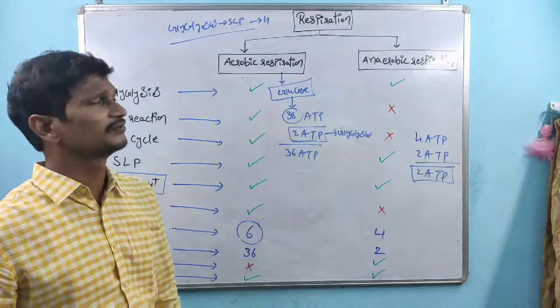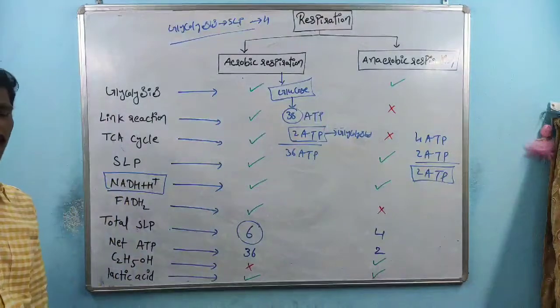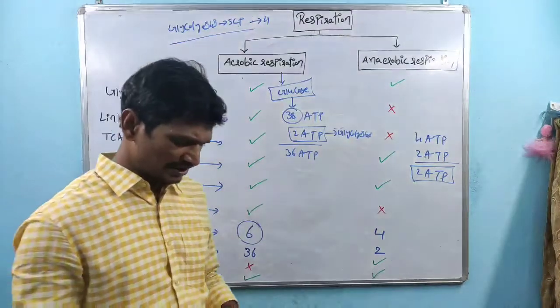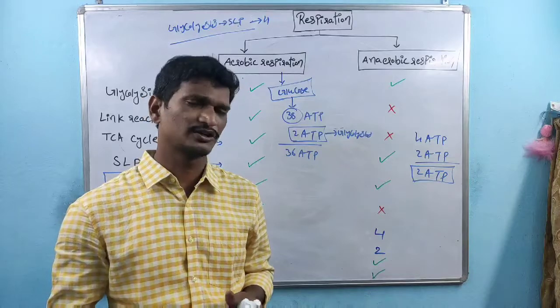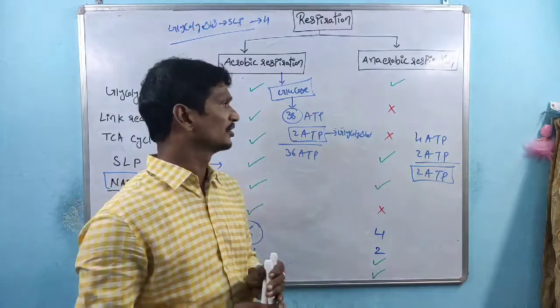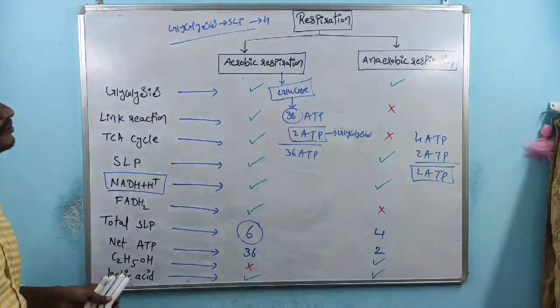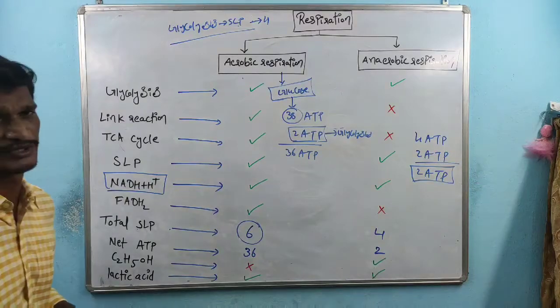So these are the differences between aerobic respiration and anaerobic respiration. From the next class onwards, we'll discuss each and every step of glycolysis and what changes take place. We'll discuss that, right? So this is about aerobic respiration and anaerobic respiration, right?